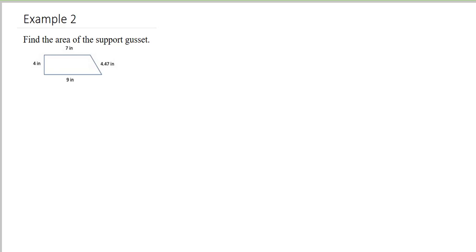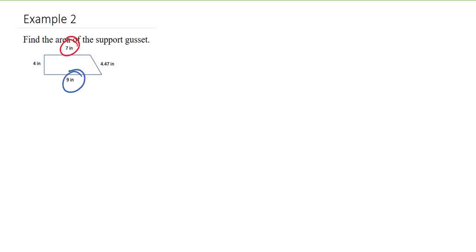So, once again, we need to find our parallel lines, right? Because that's going to be our A and B. So we have 7, and we have this 9. Those are the parallel lines. We need to add those together to find the area. So area is equal to A plus B divided by 2 times the height.